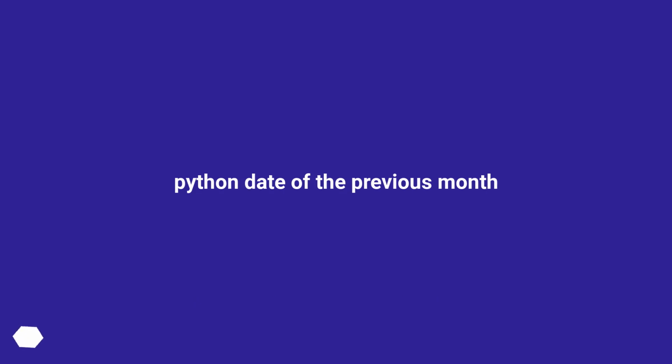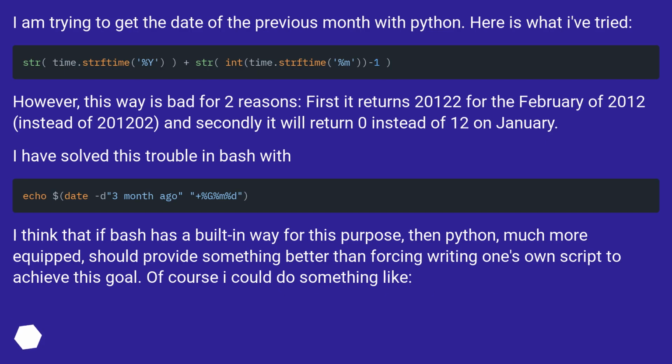Python date of the previous month. I am trying to get the date of the previous month with Python. Here is what I've tried.